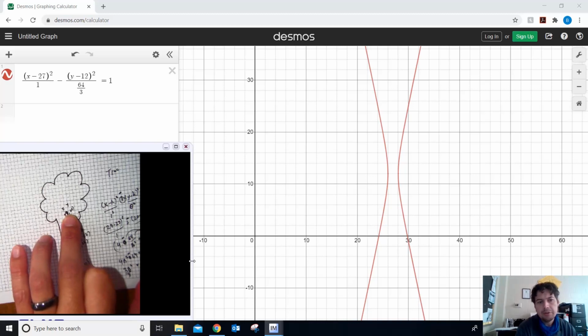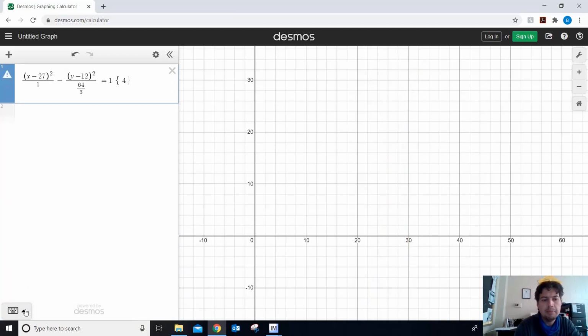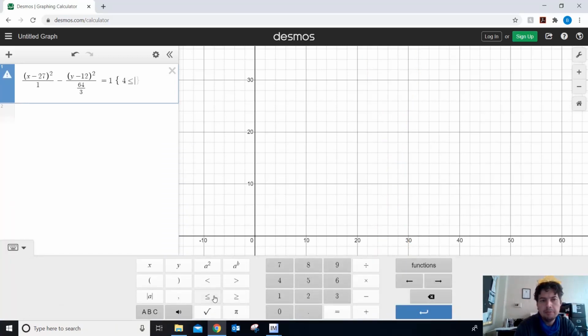Now you can also control this through domain too. The hyperbola can be controlled many, many different ways. But I'm just going to do a restriction on y. I think that'll do the job. So I'm going to say the low y value is 4 if I'm looking back at my graph, which is what I'm doing. And there's my tree trunk. That wasn't so hard, and you got to use a hyperbola.